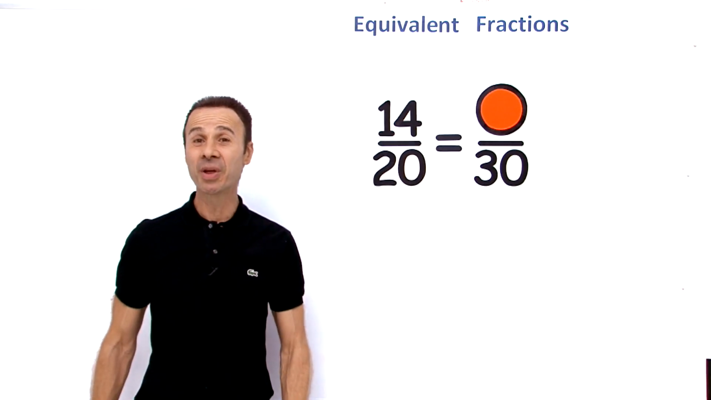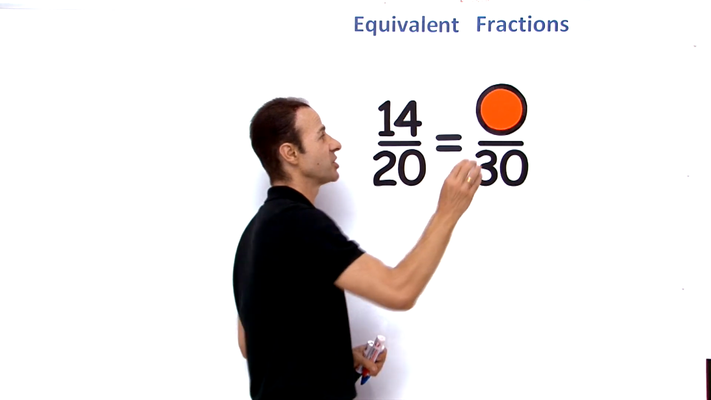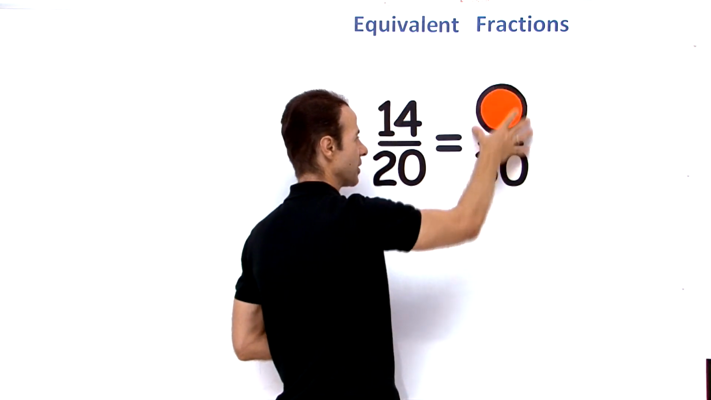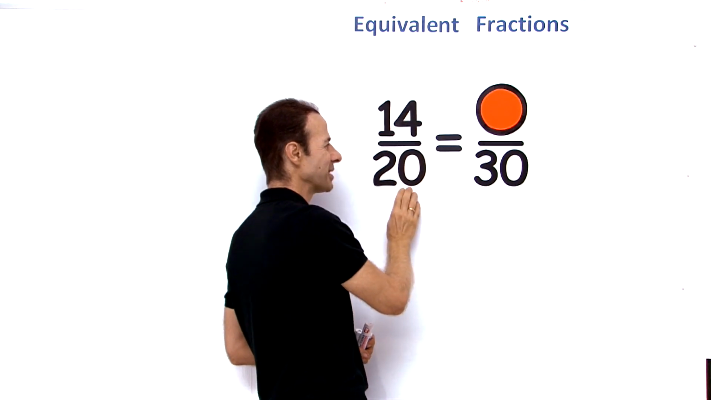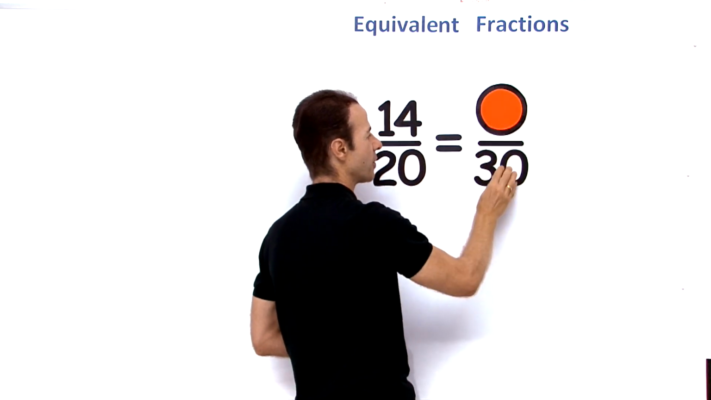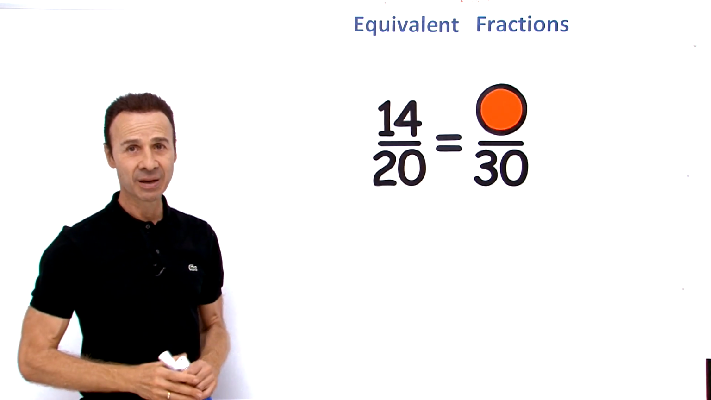All right, we're working with equivalent fractions, which means equal to. We want to find out what the missing numerator is up here in order for this fraction to be equivalent to this fraction. So 14 over 20 is equal to something over 30. How do we make them equal? Well, this one's a bit of a tricky one. So let's go through the steps.